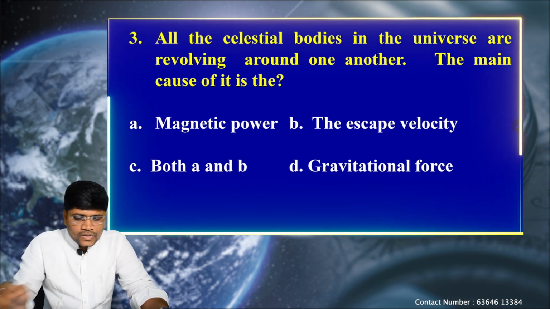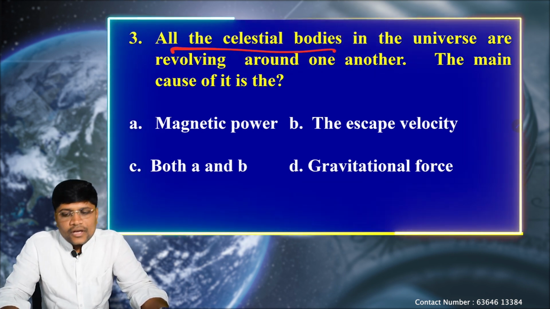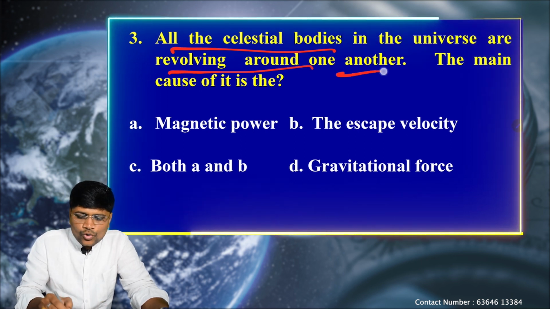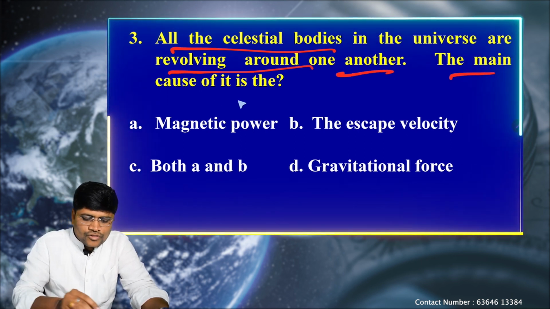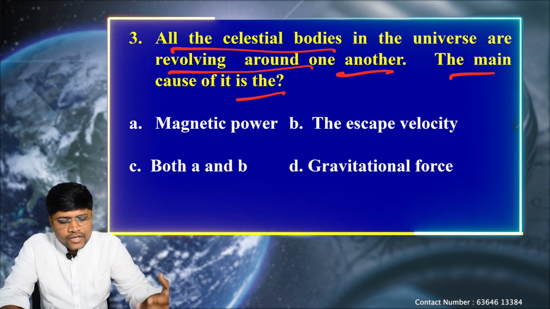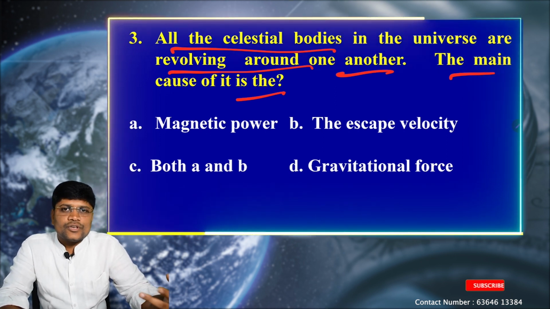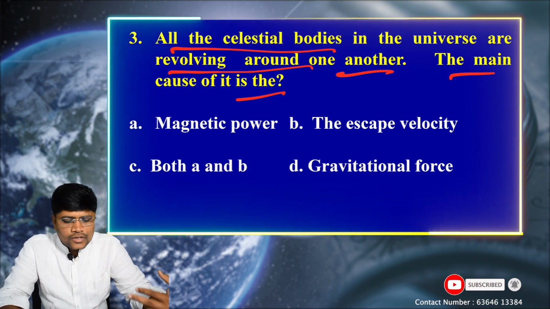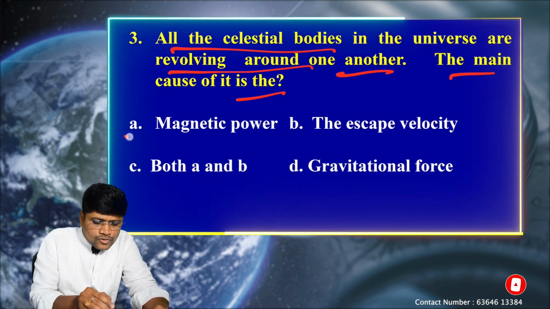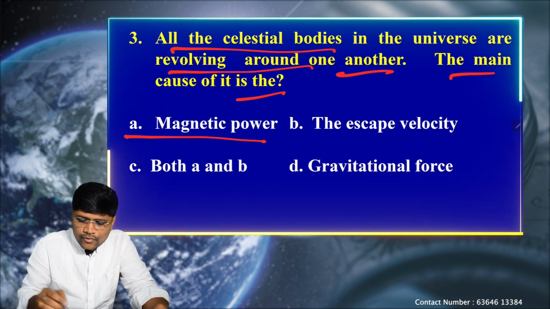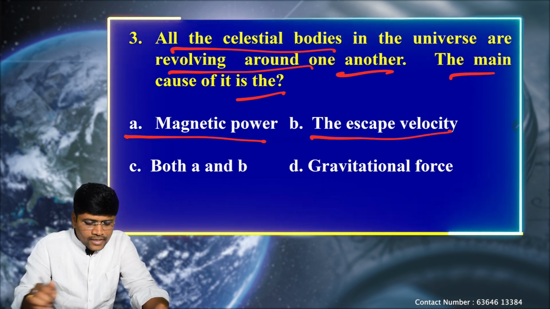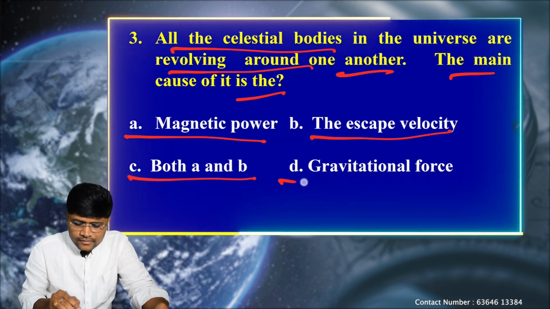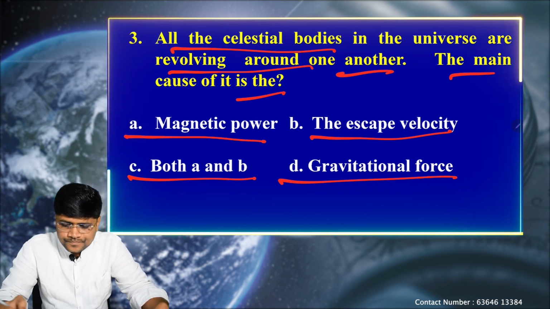Next question. All the celestial bodies in the universe are revolving around one another. The main cause of it is the. Here the question says all the celestial bodies in the universe, be it a planet or a star or a satellite, are revolving around one another. What is the main reason for it? We have options A, magnetic power, B, the escape velocity, C both A and B, D gravitational force.